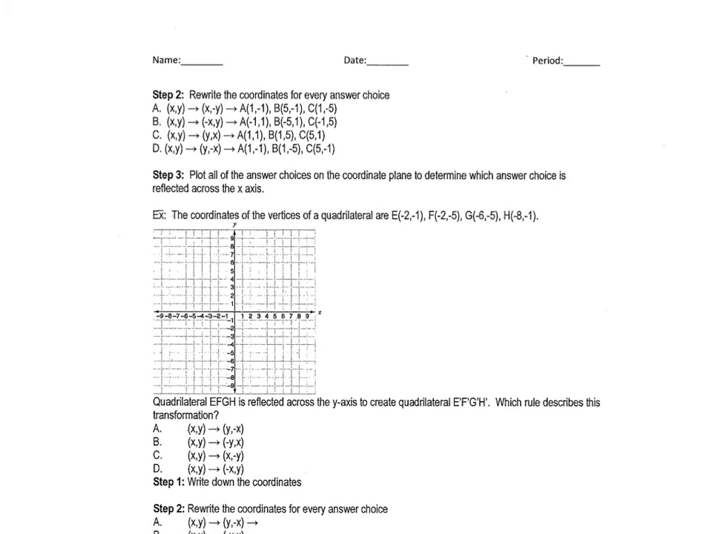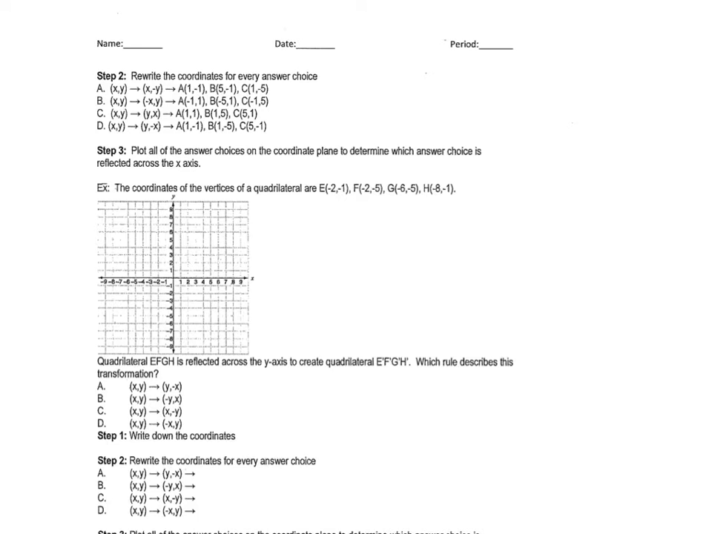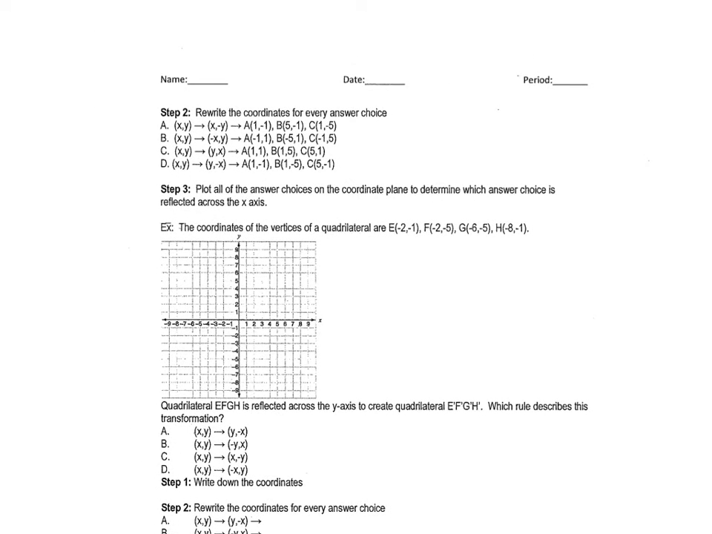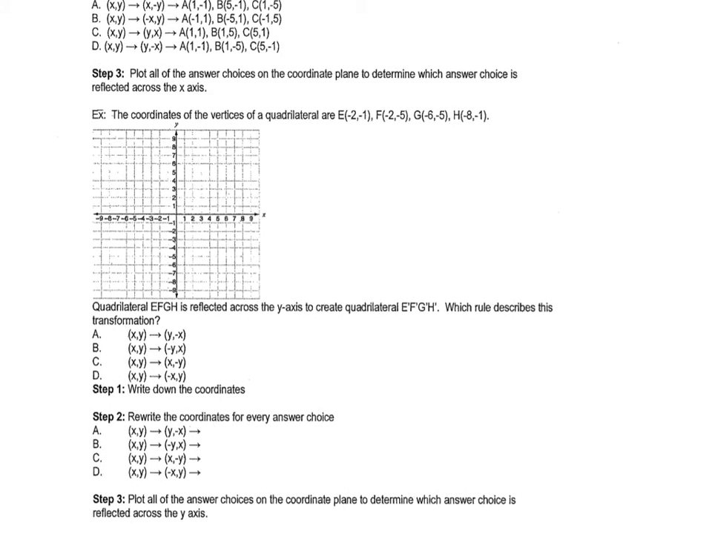Okay, and these step 2, step 3, that kind of walks you through what we just did. We did it a little bit shorter and quicker, but that's what it walks you through, okay? So let's look at the next example. The coordinates of the vertices of a quadrilateral are E(-2, -1), F(-2, -5), G(-6, -5), and H(-8, -1).